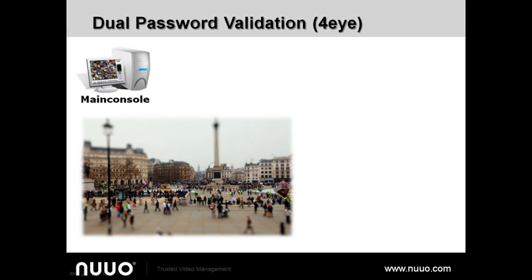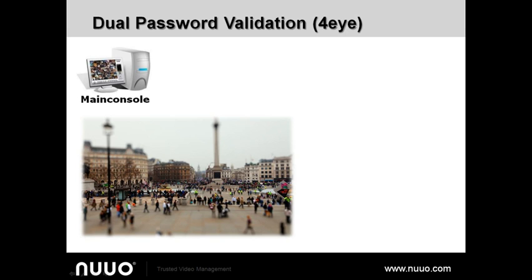The NUO video surveillance solution is a security tool that helps reduce crime and protect people and property. But if the IP cameras are targeted at a public area, some people in some countries will think that the surveillance system intrudes on their privacy. So how do we maintain the importance of privacy for people and also protect them? The Mainconsole provides the 4i solution, which means dual password validation.